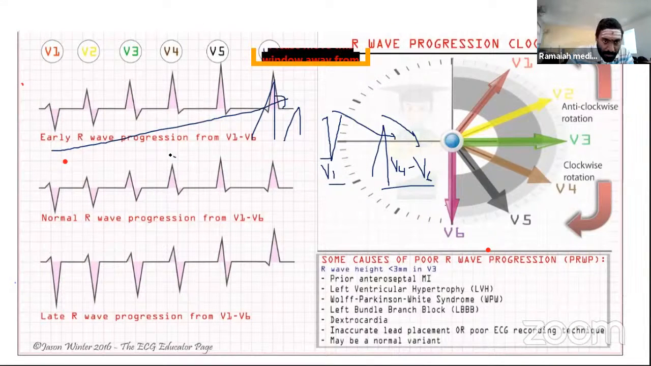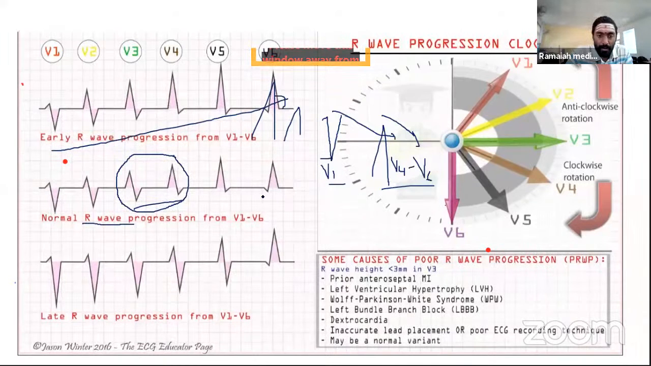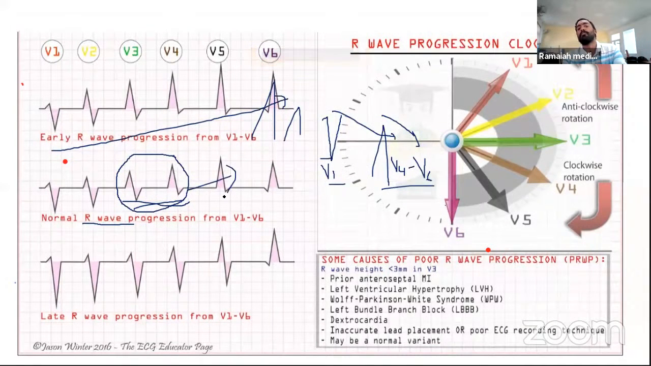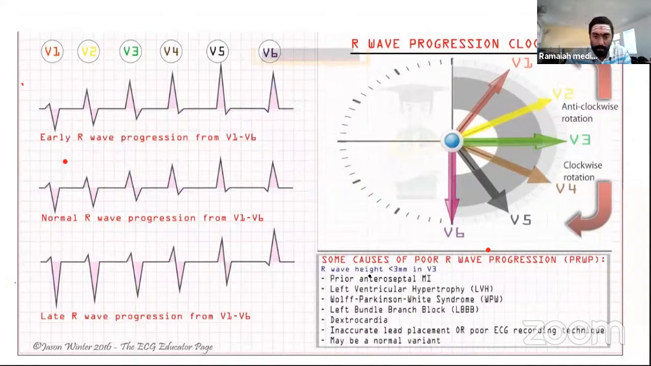There is something called the transition point. The transition point is always between V3 and V4. That is called a normal R wave progression. You expect this to happen at V3 and V4. If it is delayed, it is called delayed R wave progression or poor R wave progression. The technical definition is: you take the R wave in V3, and if its height is less than 3 millimeters, you call it a poor R wave progression.